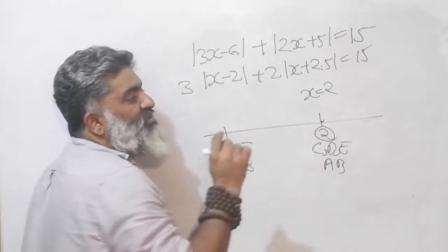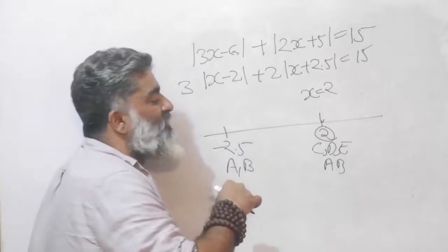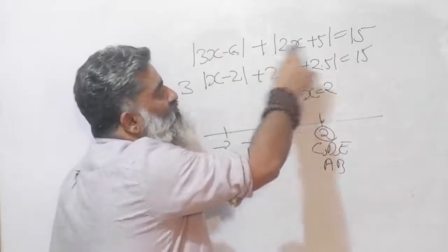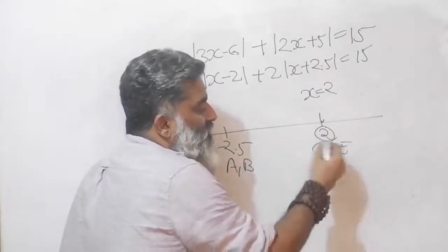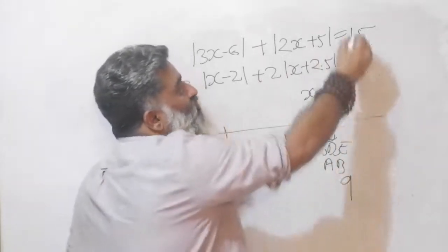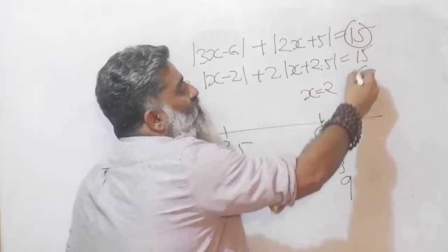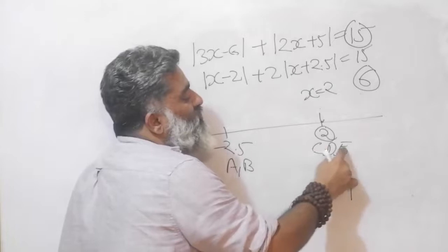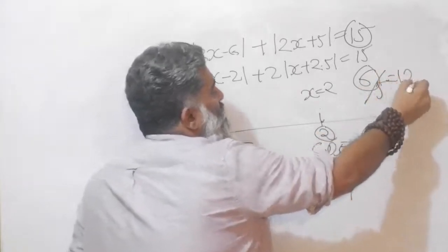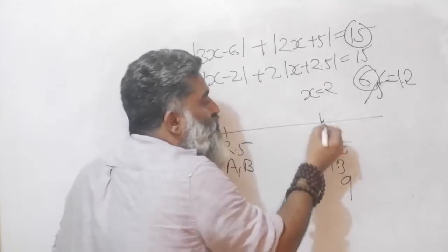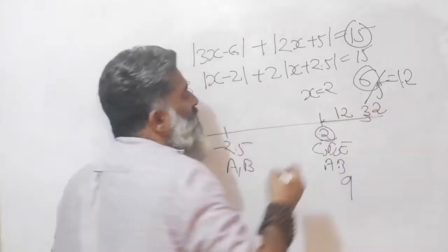But just for fun, 2.5 to 2, the distance is 4.5. 2 people, 4.5 into 2, the total distance would be 9. So check, if you put 2, you will get the sum as 9. So if you reach this point, the total distance covered is 9. You want to do 15. That means you want 6 more units to be covered. 6 more units between 5 people. 6 divided by 5 will give you 1.2. That means from this 2, you have to go 1.2 more and your answer would be 3.2.